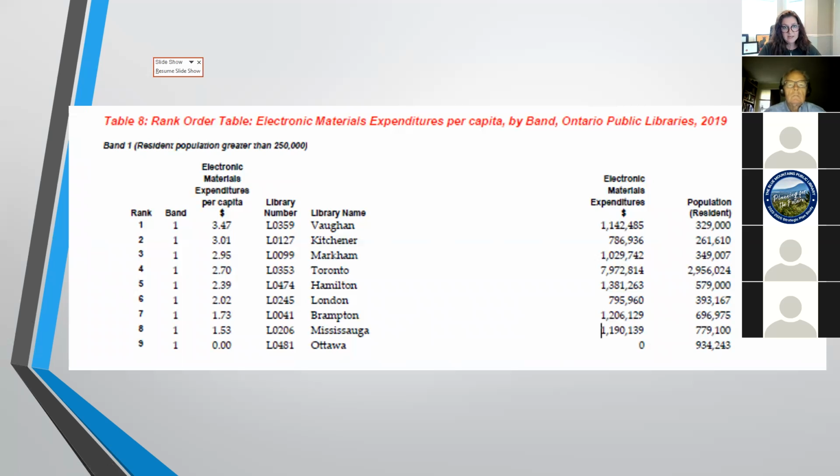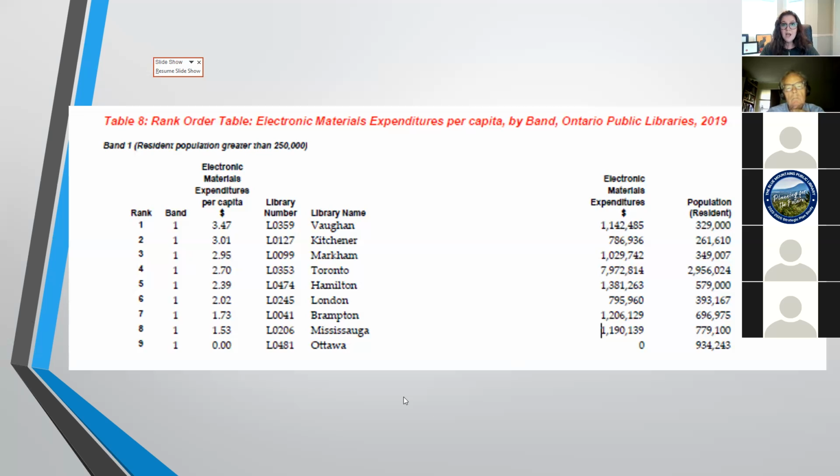We also do something that is a ranking order table. What we do is we rank libraries by band, and the band that your library is placed into is reflective of the population size you serve. So this is our highest band. This is band 1, highest meaning the largest population served. So this is resident population greater than 250,000. So there are 9 libraries that fall within this band.